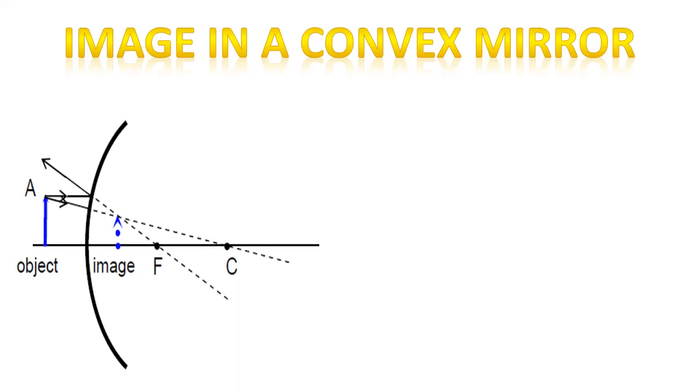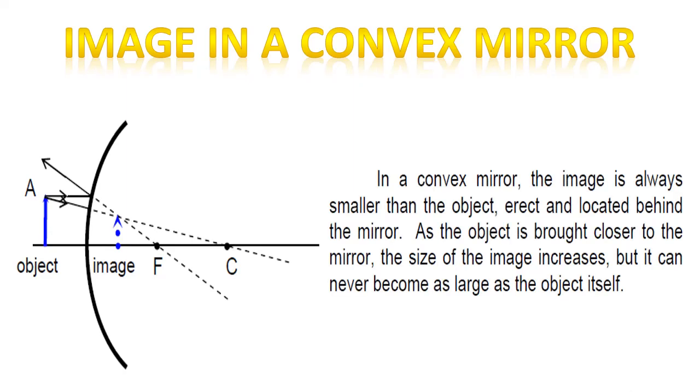In a convex mirror, the image is always smaller than the object, erect and located behind the mirror. As the object is brought closer to the mirror, the size of the image increases, but can never become as large as the object itself.